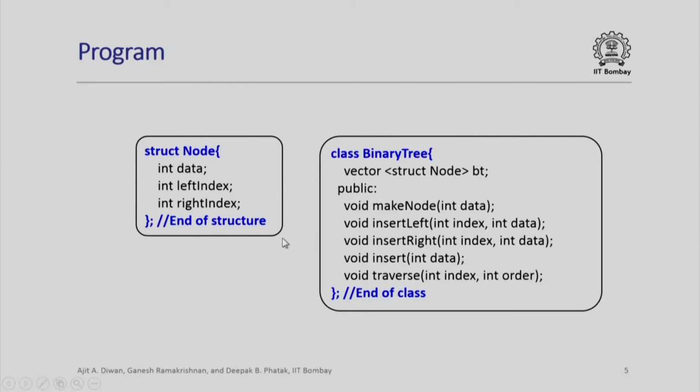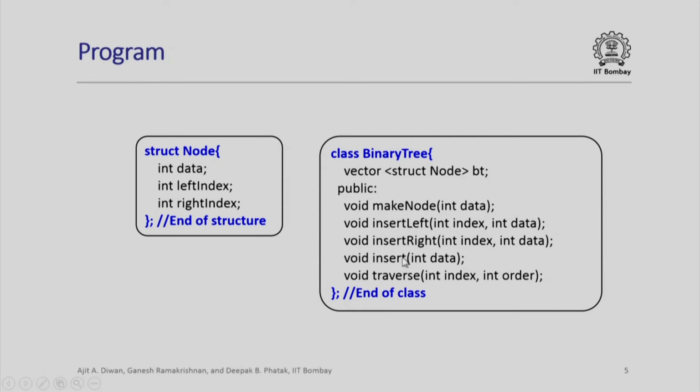Let us look at the program. This is the structure of the node. It has an integer data, an integer left index and an integer right index. The class binary tree itself is defined to have, remember what we said, we will use a vector class. So, it is a vector of struct node, BT. So, BT now becomes our binary tree. There are of course public member functions in this binary tree which are make node with data as a parameter, insert left and insert right with an index and data as parameters, and just insert if you want to insert the data in a particular node.